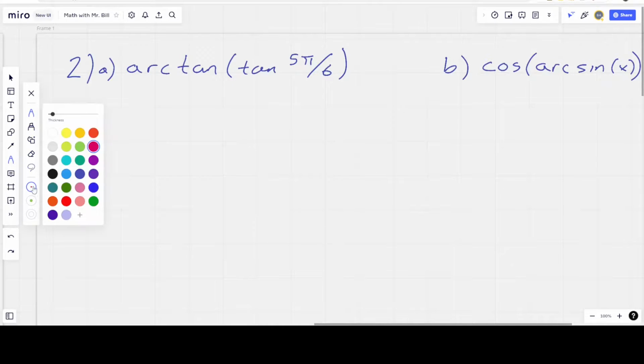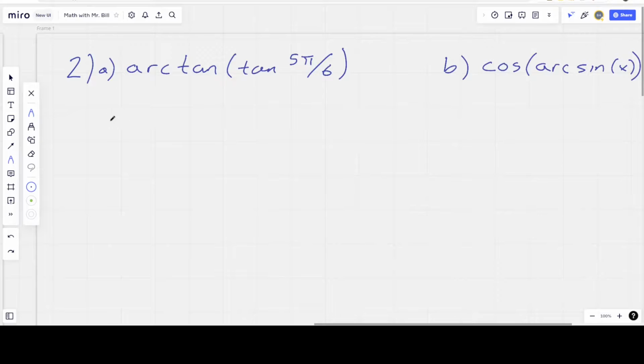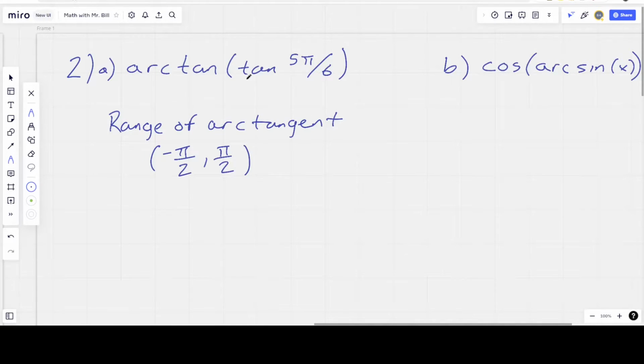So what do I mean by that? I mean that arctangent's range is between negative pi over 2 and pi over 2. And the values that we get out of arctangent have to be between those two. And 5 pi over 6 is just too big. It's bigger than pi over 2. So let's write down the range here and let's talk about how we can do this problem.